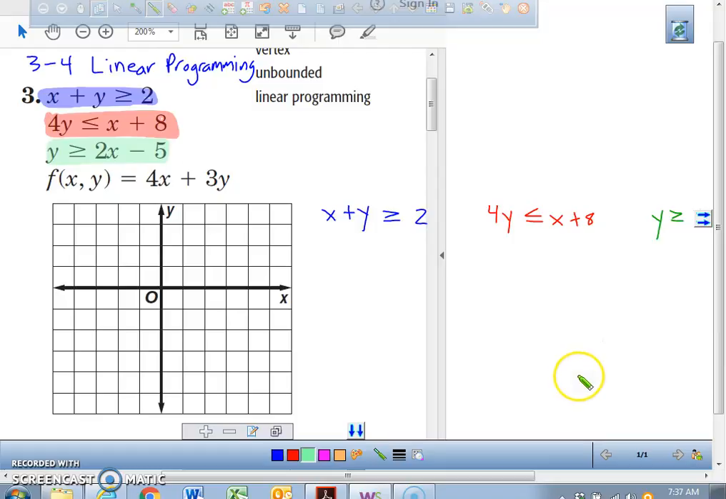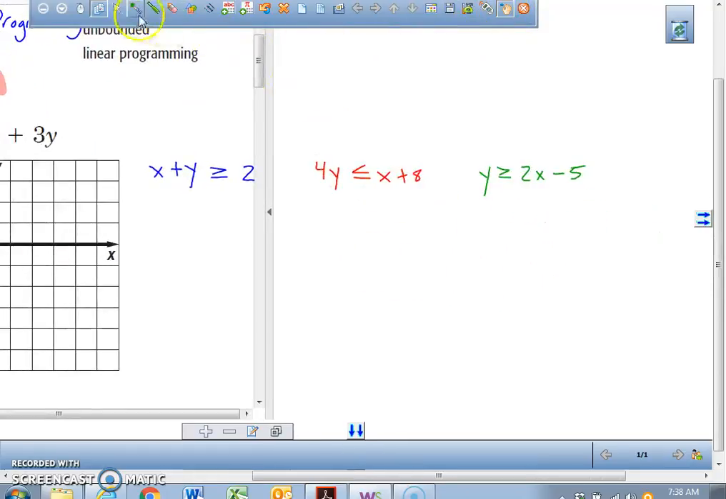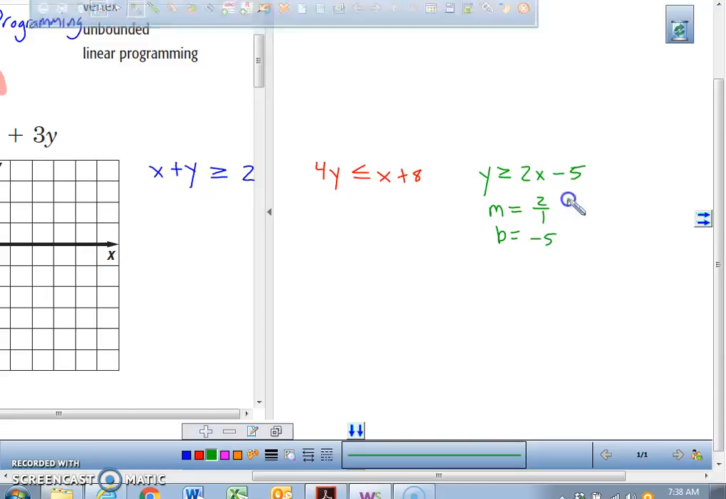So there we go. We have blue, we have red, and we have green. One of them is the easiest to graph. So anybody want to volunteer which one they think is the easiest to graph right now? That's right. This one, Zyla, is so easy to graph. Why? Because we have a slope of 2 and a y-intercept of -5. We got to go up 2 and over 1.